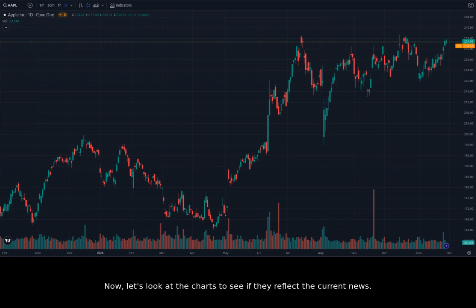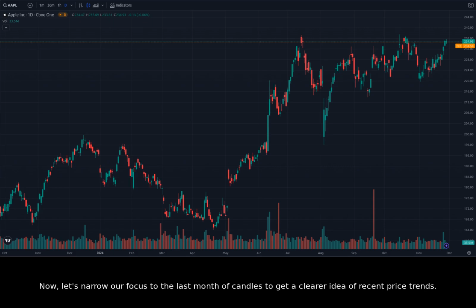Now, let's look at the charts to see if they reflect the current news. Here's the daily chart for Apple, showing the overall trend over the past few months. We observe a general upward trend over the long term, indicating a bullish sentiment. However, the recent price action reveals some short-term fluctuations and volatility. We can identify potential support levels around $220 and resistance levels around $235.